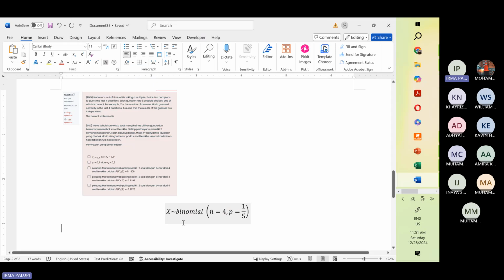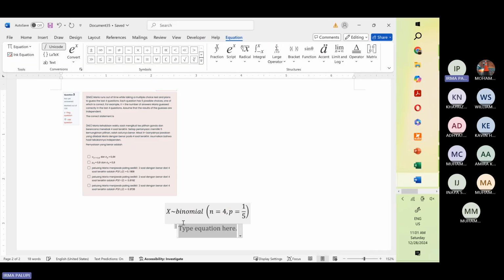Since X is binomial, mu of x equals n times p, right? So it's equal to 4 times 1/5, which is 4/5. 4/5 is 0.8.